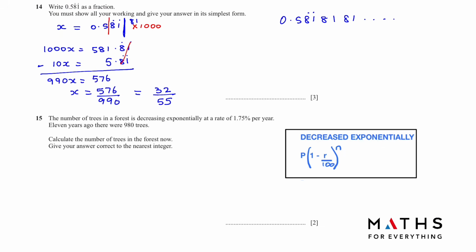If it decreases exponentially, we use this rule where P is your principal, the starting number, which was 980, and then you write 1 minus R, your rate of interest divided by 100, and N is the number of years. This will give you 807.01. We cannot have decimals in years, yeah? They have to be whole numbers. So the answer is 807. Do remember this rule, because if it was increased exponentially, it will be the same rule. There'll be a plus in the middle.